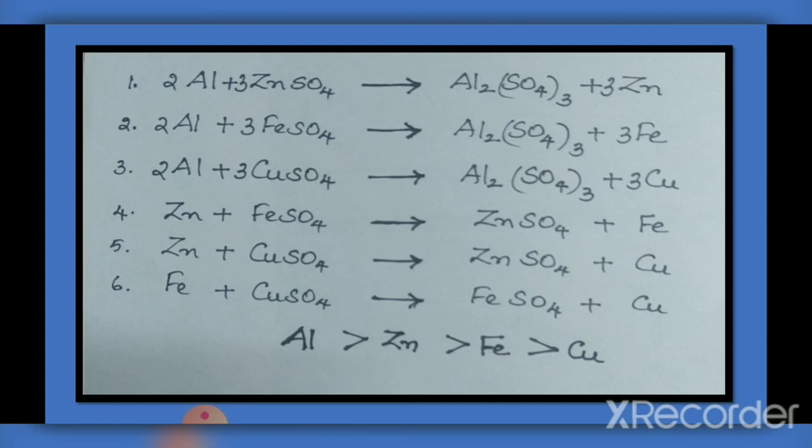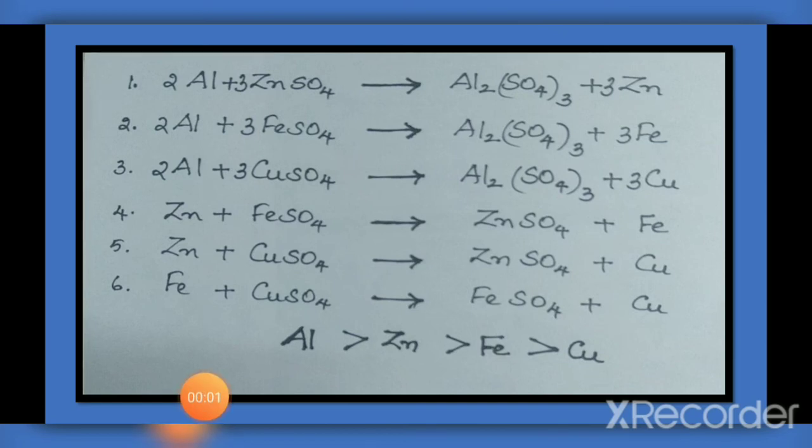Now, the metals can be arranged in the decreasing order of reactivity as aluminium is more reactive than zinc, is more reactive than iron, is more reactive than copper. So, out of these 4 metals, aluminium is the most reactive metal and copper is the least reactive metal.